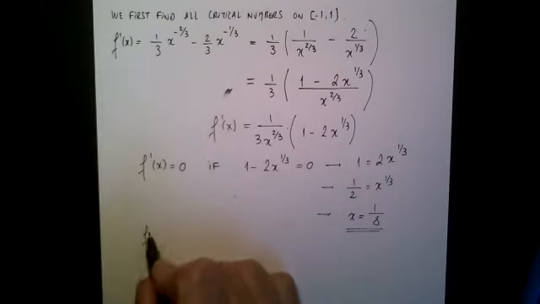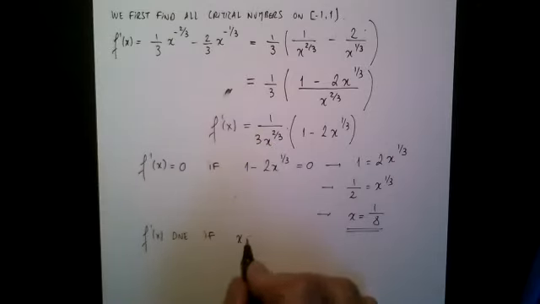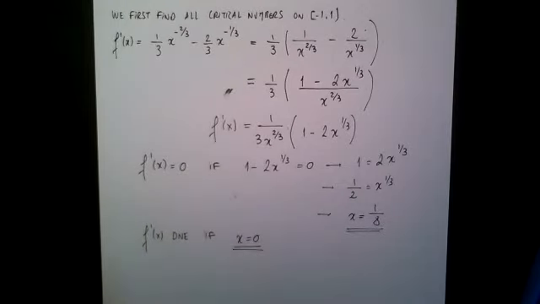Okay, and f prime does not exist if, right, my denominator here is 0. So if x is 0. So this is another critical number. Are you with me?